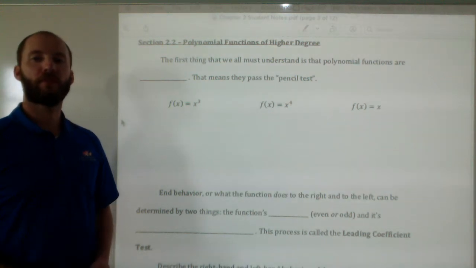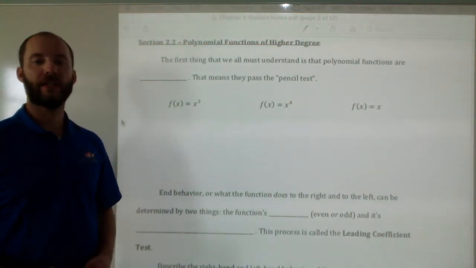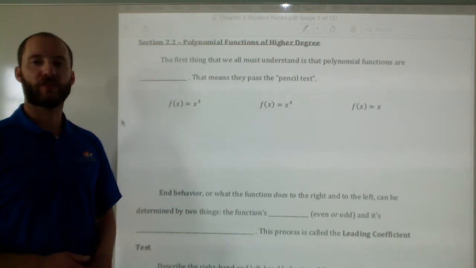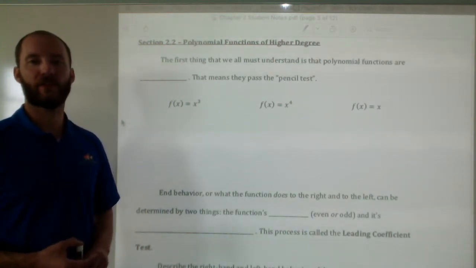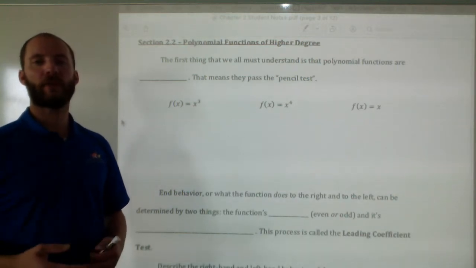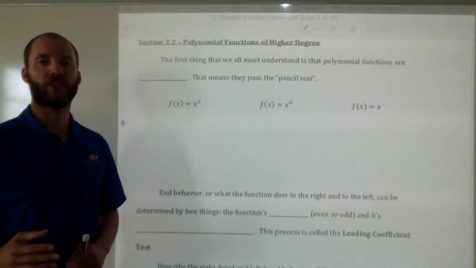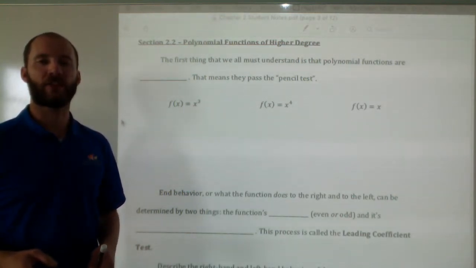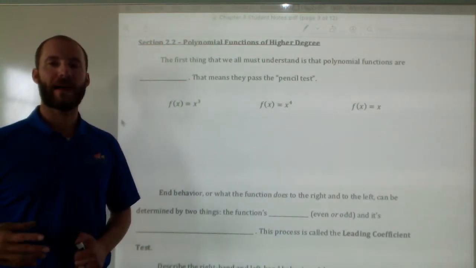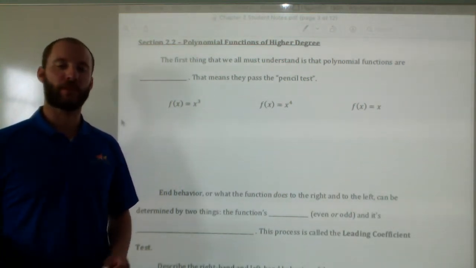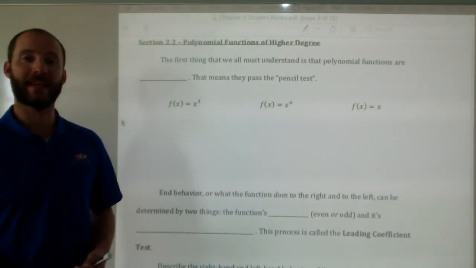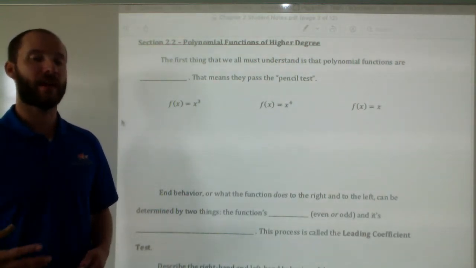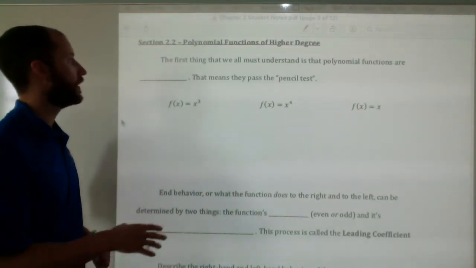Section 2.2, polynomial functions of higher degree. What we're looking at in this section is really just one little piece in describing the behavior of functions. My big focus is going to be making sure that we are writing about these functions in the correct way. Remember, mathematics is a language. You have to be able to read it and write it in order to make sense of it and truly learn it. So today we're really focusing on writing about some of these functions.